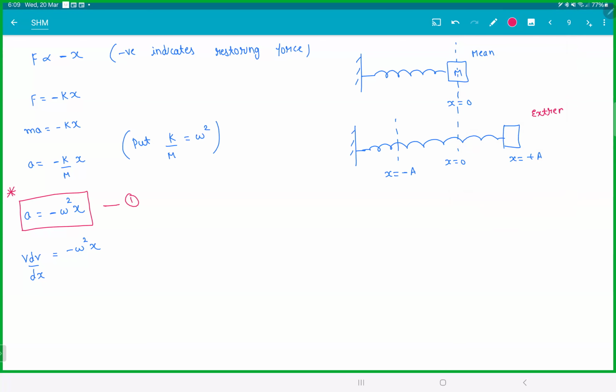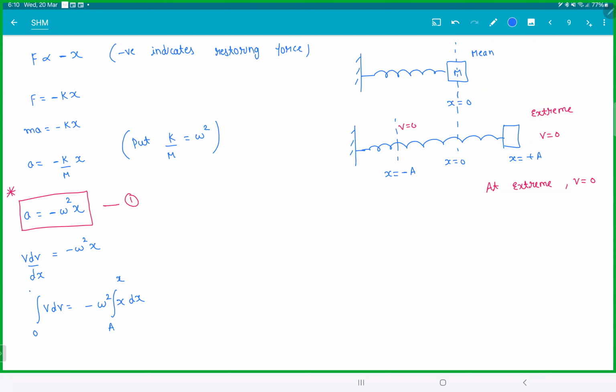Can you tell me what will be the velocity at extreme? 0. Why? If the velocity is not 0, it will continue to go further, right? So at the extreme positions, velocity has to be 0. Here A is your amplitude, the extreme positions. So when I integrate this, v dv is equal to minus omega square x dx, the limits will be velocity is 0 when x is equal to a. Be careful, don't put 0 for x because you don't know the velocity when x is 0.